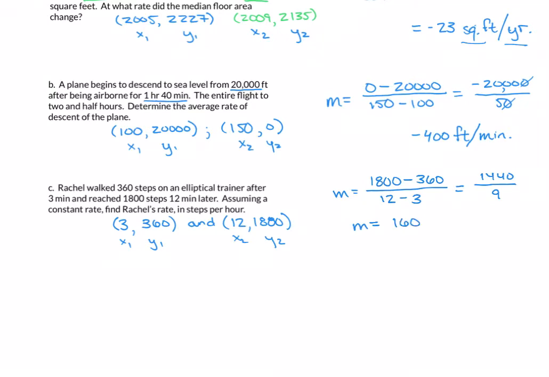Now, is this steps per hour? The answer is no. This is steps per minute. So how many minutes in an hour? There are 60. So we want to multiply 60 times 160. And now we get 9,600 steps per hour.